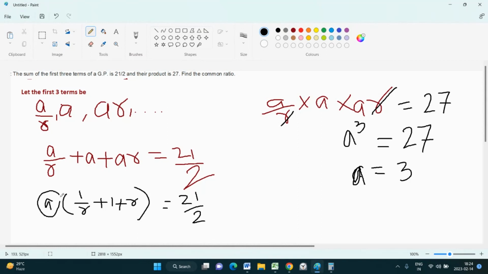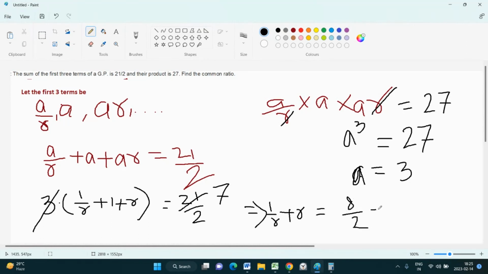Now I am bringing this A value to this side. So this is nothing but 3. I can cut this with this, 7 by 2. So which is nothing but 1 by R plus 1. This 1 also I can take to the other side. So 1 by R plus R is equal to 8 by 2, which is equal to 4.